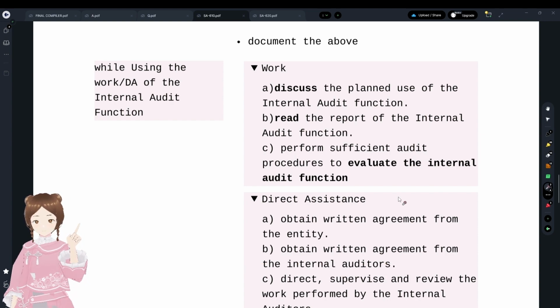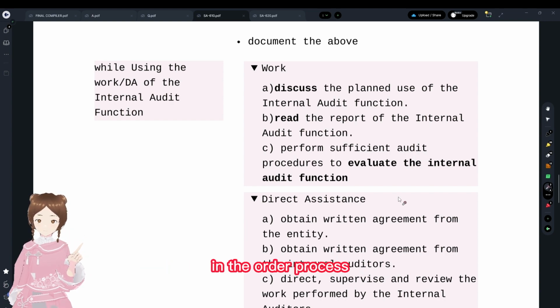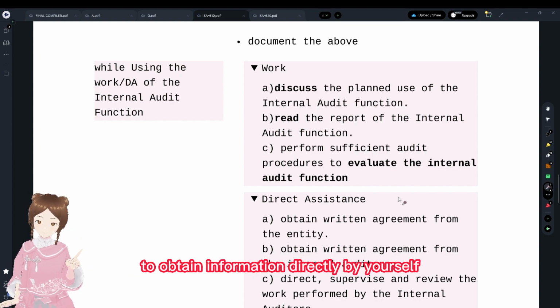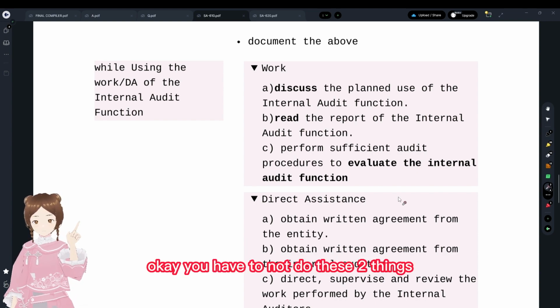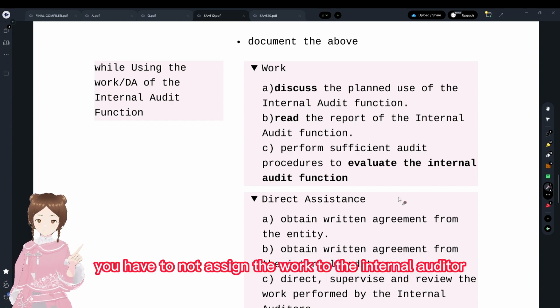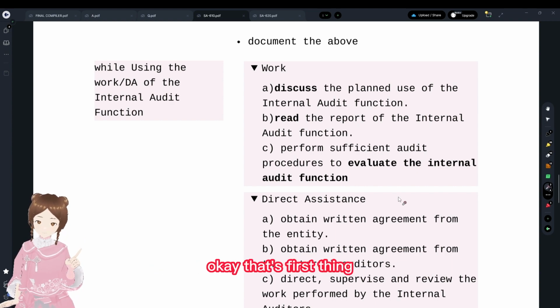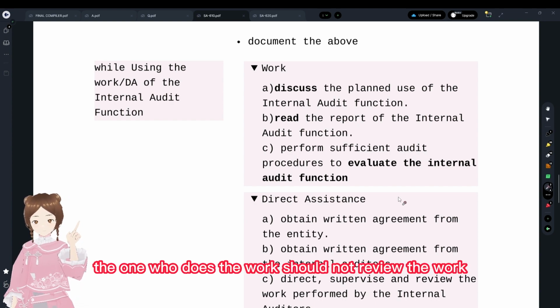Moreover, you must not rely on the audit procedures or the things that require you to obtain the information directly by yourself through the internal auditor. You must not do these two things. First thing, you must not assign to the internal auditor the work that he himself had performed, to review. That first thing is talking about how the one who does the work should not review the work.